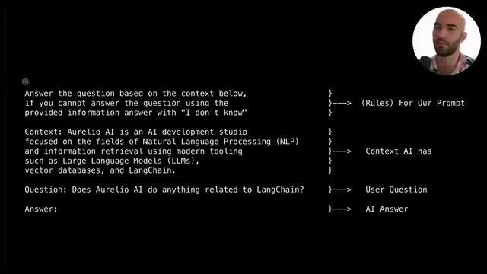So we have the rules for our prompt here, the instructions. We're just saying, okay, answer the question based on the context below. If you cannot answer the question using the information, answer with "I don't know." Then we have some context here. In this scenario, because it's the first message, we might be putting that context into the system prompt, but that may also be turned around.